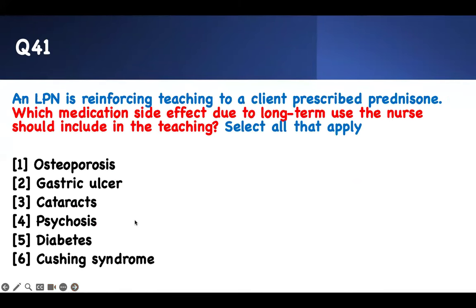The LPN is reinforcing teaching to a client prescribed prednisone. Which medication side effect due to long-term use should the nurse include in the teaching? Break it down. Simple question. What is the long-term side effect of steroid? Osteoporosis, you have ulceration, you have cataract, you can go into psychosis, depression. Those are our side effects of long-term use of steroid.